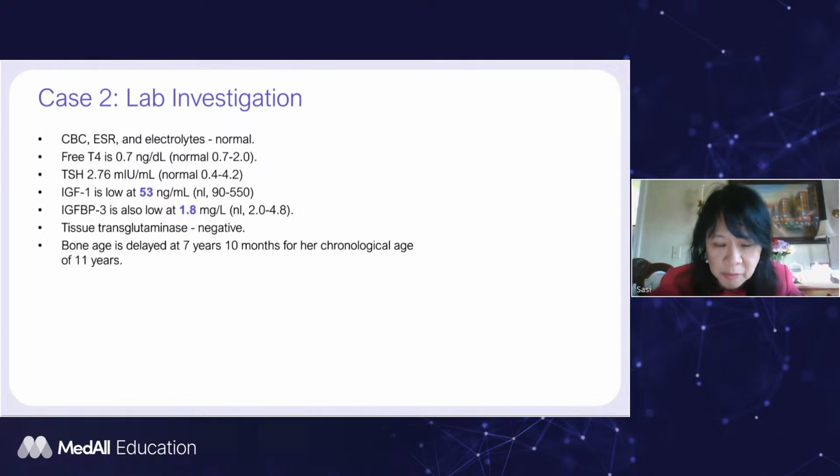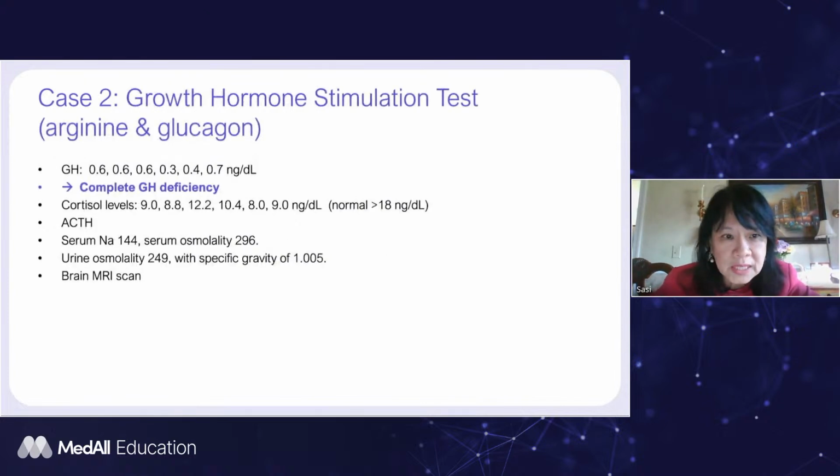comes in for the brain MRI scan, and also requested the growth hormone stimulation test done on the same day. Typically we do the stim test first, and then with positive results for growth hormone deficiency, we'll do the brain MRI scan. But for her, because I have high suspicion for an organic cause of short stature, I requested the brain MRI to be done on the same day as the stimulation test. And her growth hormone levels on the stimulation test are very low.